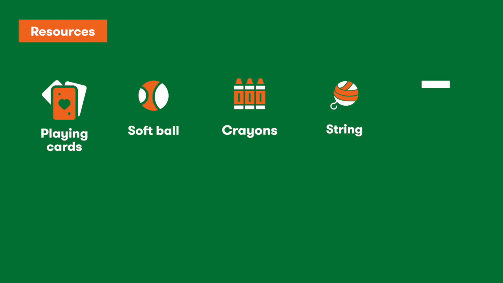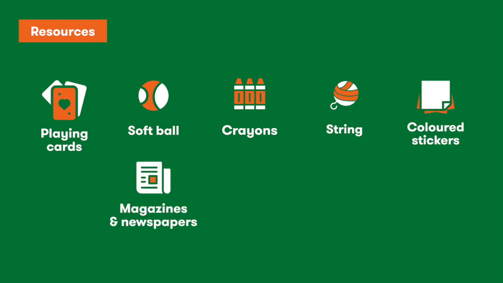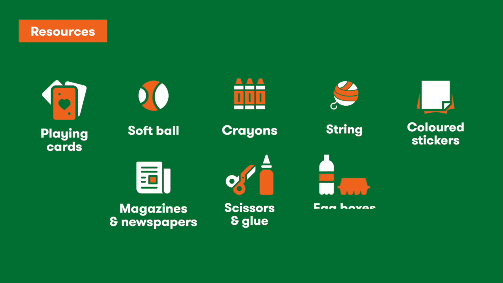Many group activities require props. Some of the resources you need for the lesson plans are playing cards, a softball, crayons, strings, colored stickers, magazines and newspapers, scissors and glue, and recyclables like egg boxes and plastic bottles. These resources are often very important to explaining the topic and navigating the student's journey towards the learning outcome. So be sure to check what resources each lesson requires.